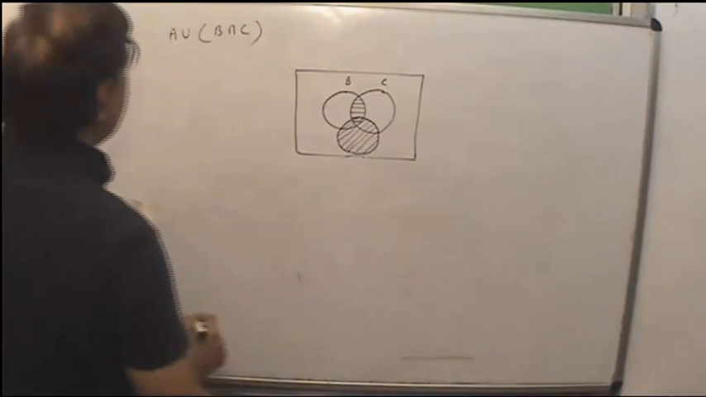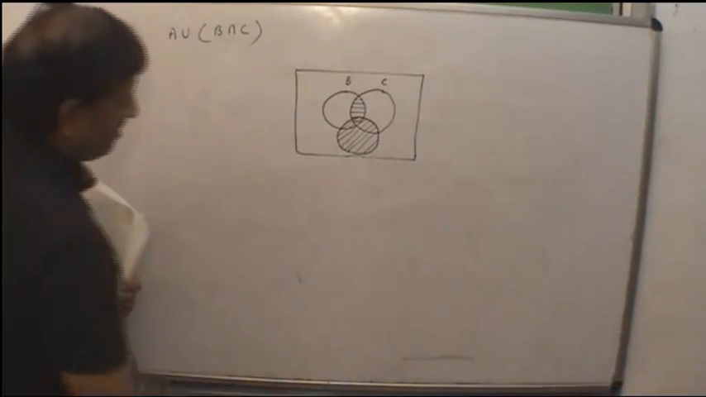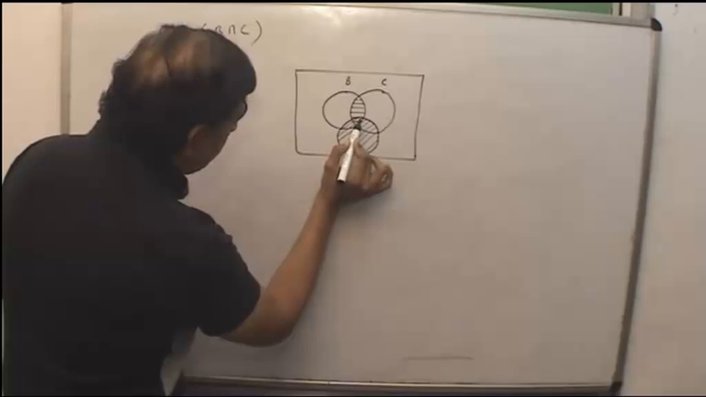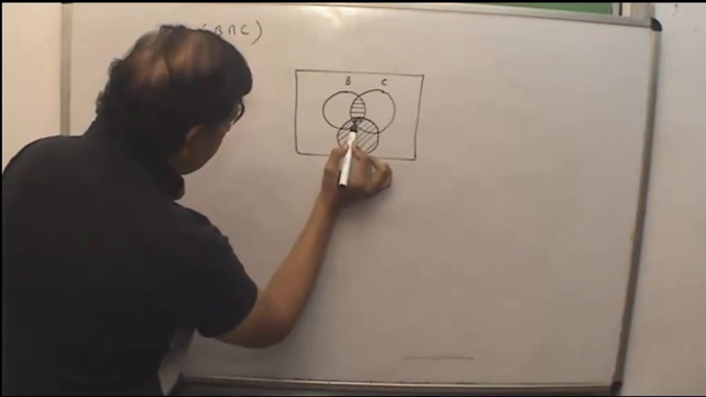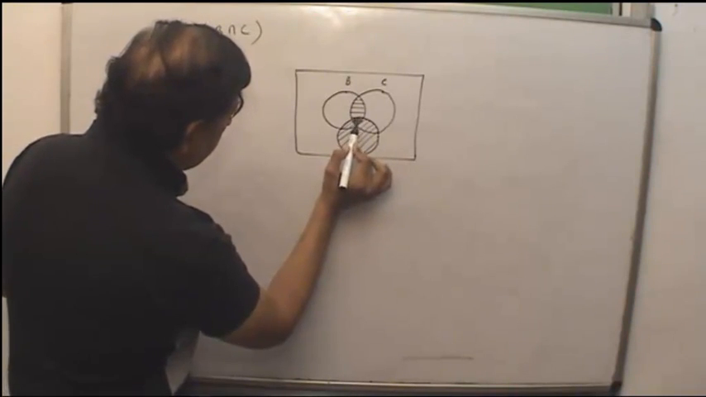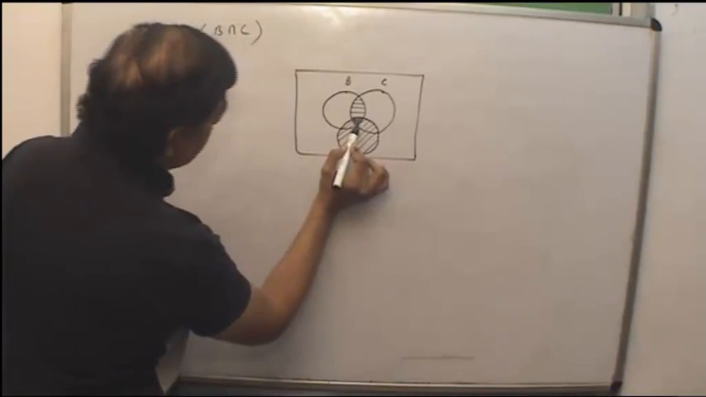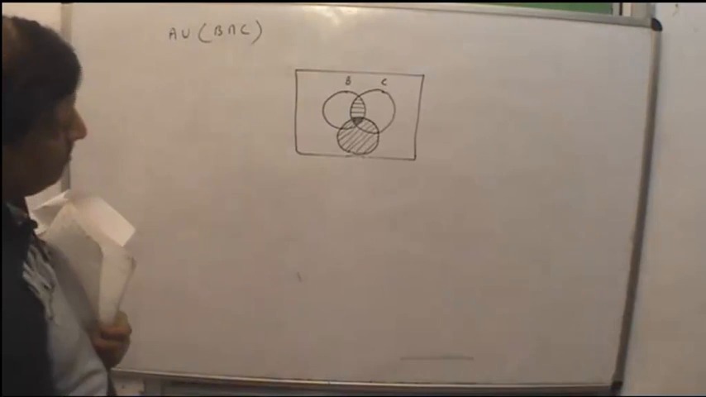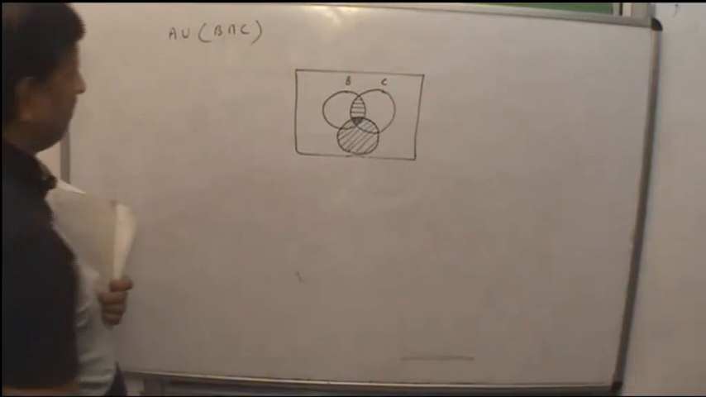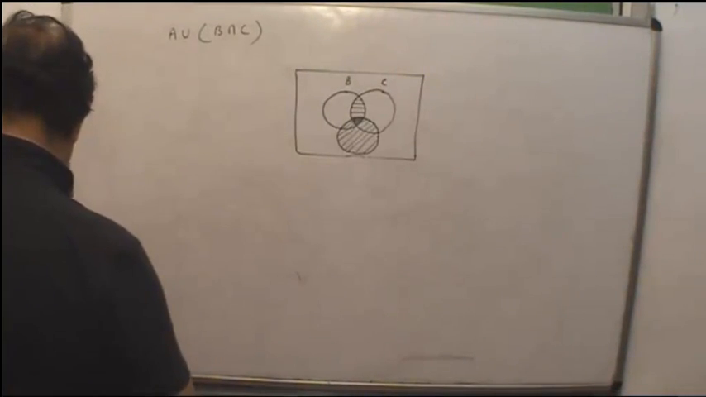Then it is the Venn diagram for A union B intersection C, and your result will lie in this shaded portion. If we get the final result, those elements will come into this section. This is dark. Again, let us see some more examples.